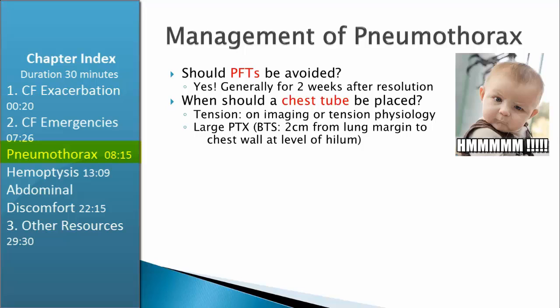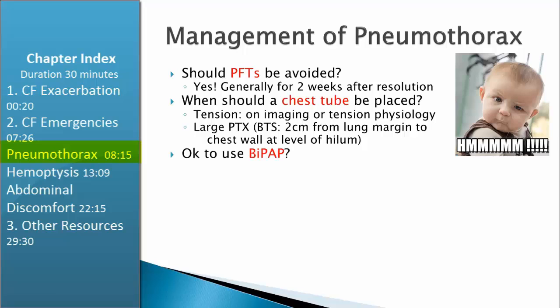You can look at the American Thoracic Society criteria or the British Thoracic Society criteria. They're slightly different, but for example, the British Thoracic Society criteria suggests that a chest tube should be placed whenever the pneumothorax is large enough that it's 2 centimeters from the lung margin to the chest wall at the level of the hilum. Of note, once a chest tube is placed, oftentimes you can be a little bit more aggressive in your airway clearance regimen since there's already a pop-off.